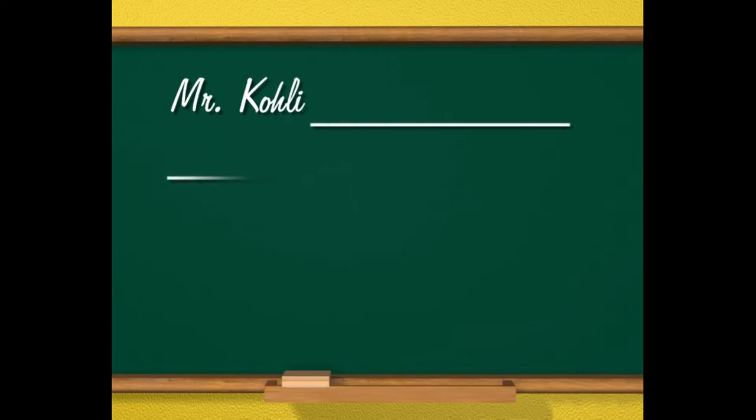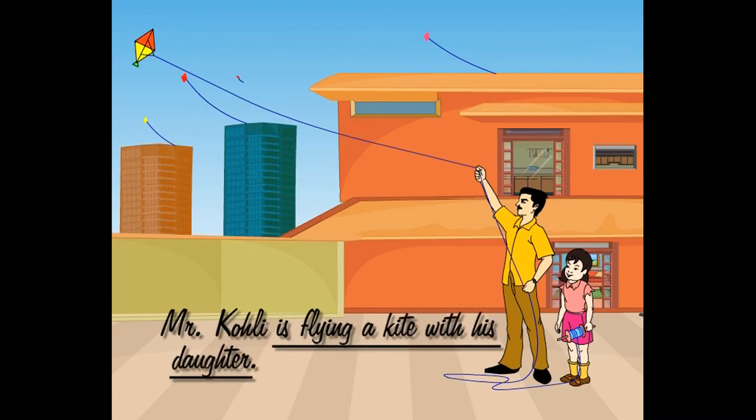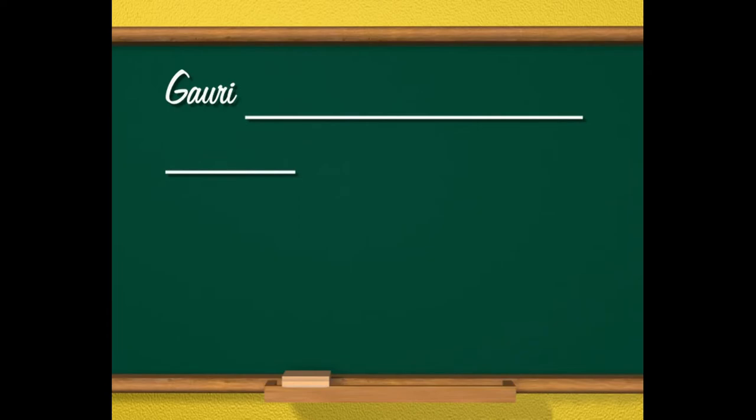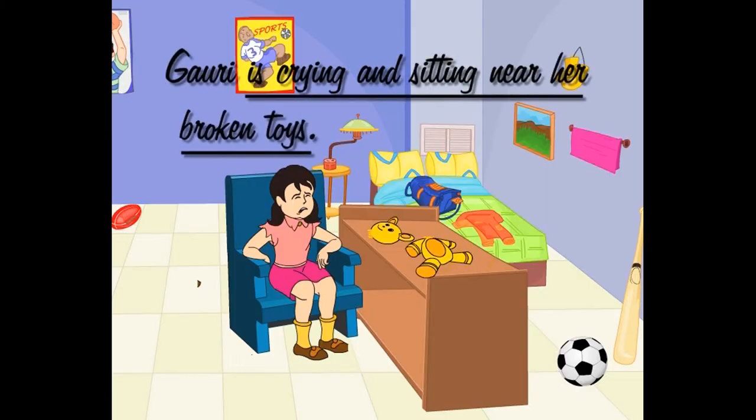The next question. Mr. Kohli dash. Yes, the answer is Mr. Kohli is flying a kite with his daughter. Next question. Gauri dash. Answer. Gauri is crying and sitting near her broken toys.